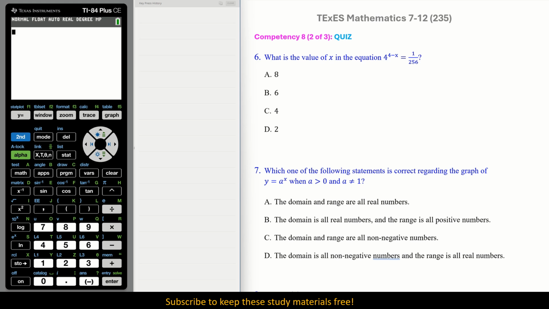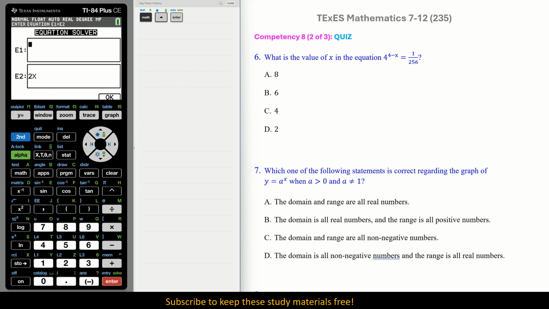Number 6. What is the value of x in the expression 4 to the 4 minus x equals 1 divided by 256? We could go through the process of applying a log to both sides. However, we could also use our numeric solver. So push math and arrow up till you get C, numeric solver.